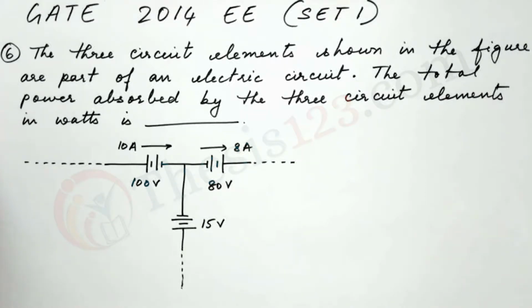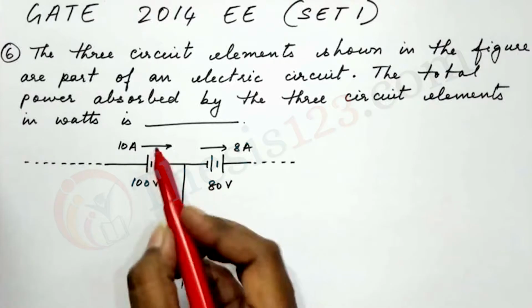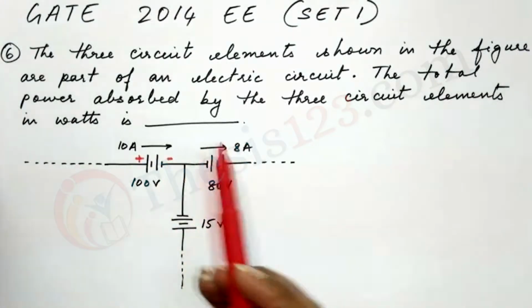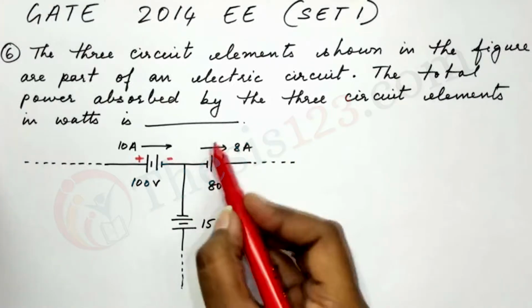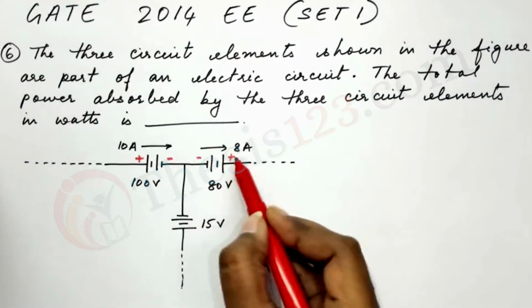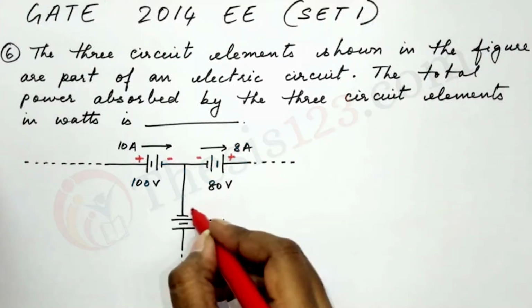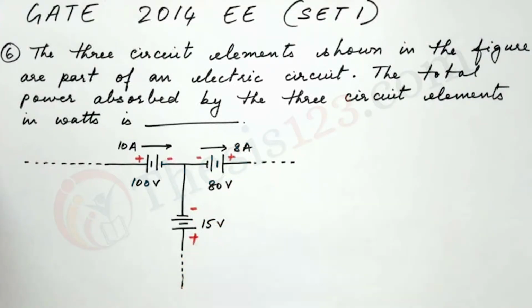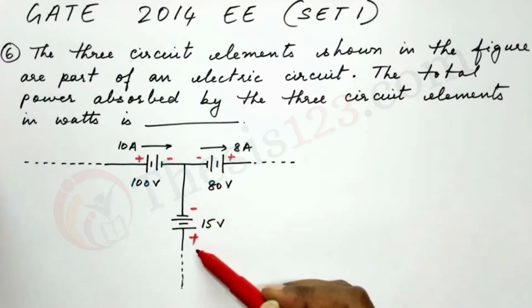Now the first source, the 100-volt source, you will notice that we have the positive on the left side and the negative on the right. And the flow of current is from positive to negative. While in this case, we have negative to positive. And here, the third source, you will find the negative on top while the positive side at the bottom.